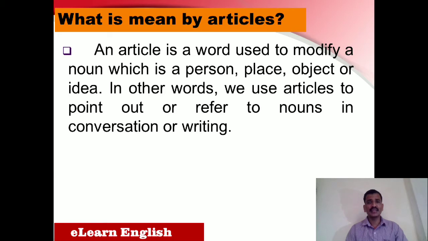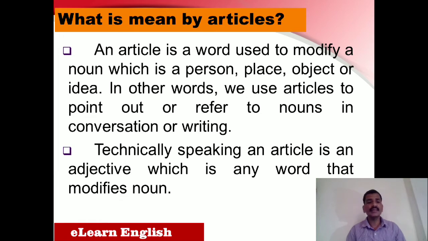It is placed before a noun or pronoun. Let us see exactly what article means. An article is a word which is used to modify a noun, which is a person, place, object, or an idea. In other words, we use articles to point out or refer to a noun in conversation or writing. Without an article, it would be very strange to listen to and to write also. That's why articles are very important.